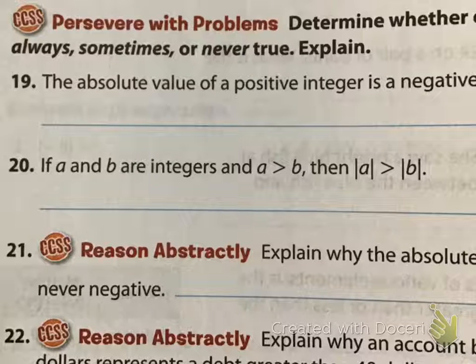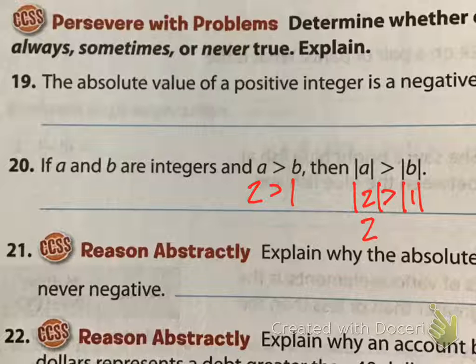The homework. If A and B are integers and A is greater than B. So let's say A is 2. What can B be? 1. So then let's look. Absolute value of 2, absolute value of 1. What's the absolute value of 2? 2. What's the absolute value of 1? 1. Hey, that works, right?